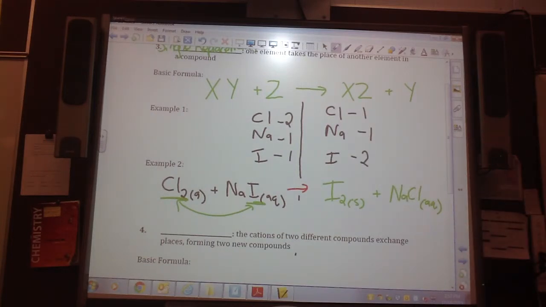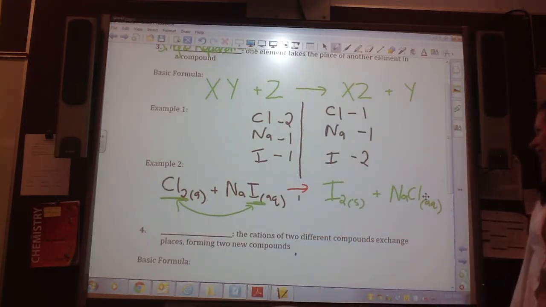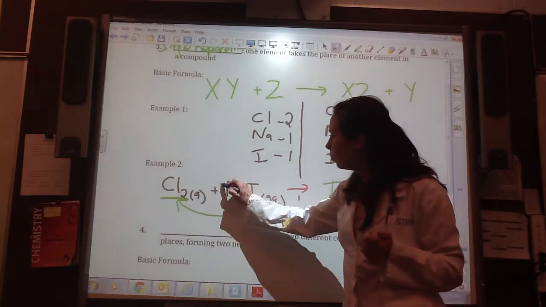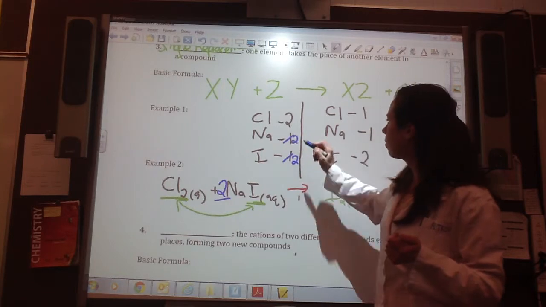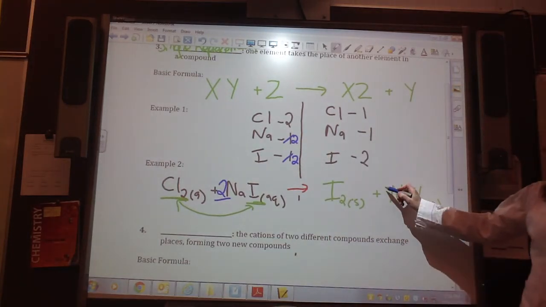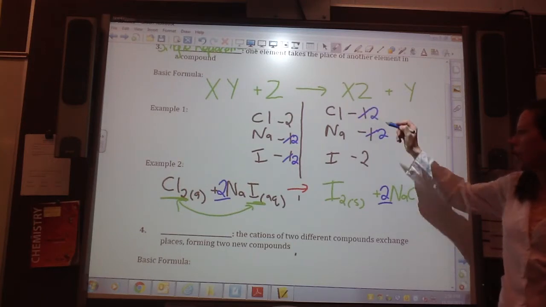What shall I do? Is this one really crazy? So let's see here. My I's, I need to put a 2 here. So that changes that. Then that changes that one. So then I put a 2 here. And then it changes that, and it changes that. And then I'm done.